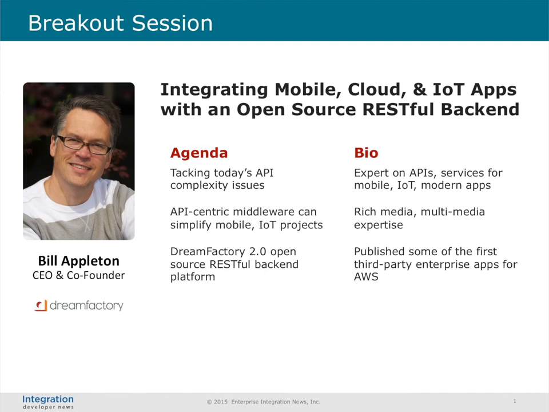In his session this morning, integrating mobile, cloud, and IoT apps with open source RESTful backends, Bill will tackle head-on the ways to solve API complexity problems for all these top-of-mind projects. And to boot, we'll learn how to deliver faster and more impactful results. Specifically, he'll share some terrific ways to get the client-side and server-side teams on the same page, often a difficulty in API development. And we'll get a technology walkthrough of Dream Factory 2.0 and how it uses RESTful and other open source-based technologies to automate API creation and deliver a unique API-centric middleware.